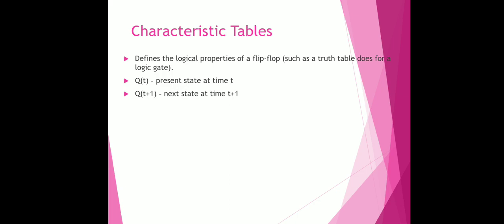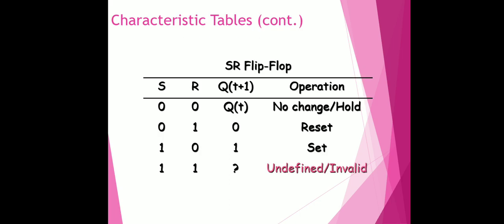And next is the D flip-flop characteristics. Normally the D flip-flop is mainly used for storing one bit, and it ensures that both inputs are never equal to 1 at the same time. It holds the state of the output signal until the next rising edge of the clock signal changes. First it defines the logical properties: Q of t is the present state and Q of t plus 1 is the next state.